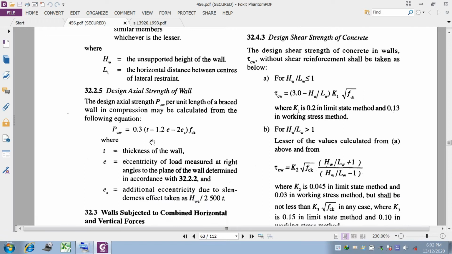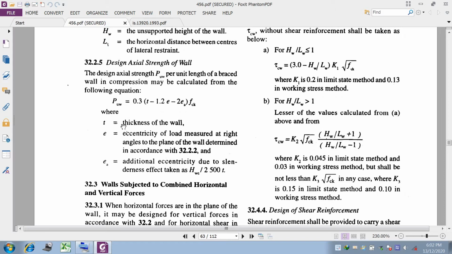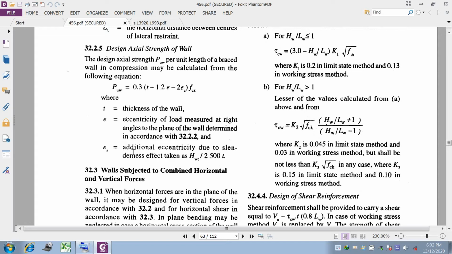Then the next step is the calculation of design axial strength of the wall. It can be calculated by this formula: PUW is equal to 0.3 times (T minus 1.2 E minus 2 EA) times FCK. Where T is the thickness, E is the eccentricity of load, and EA is an additional eccentricity which is formed due to the slenderness effect, taken as HWE divided by 2500 T.